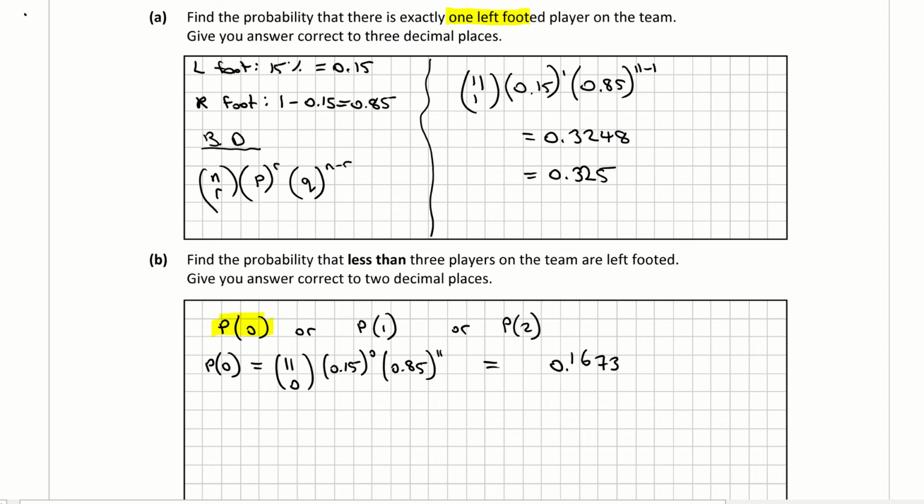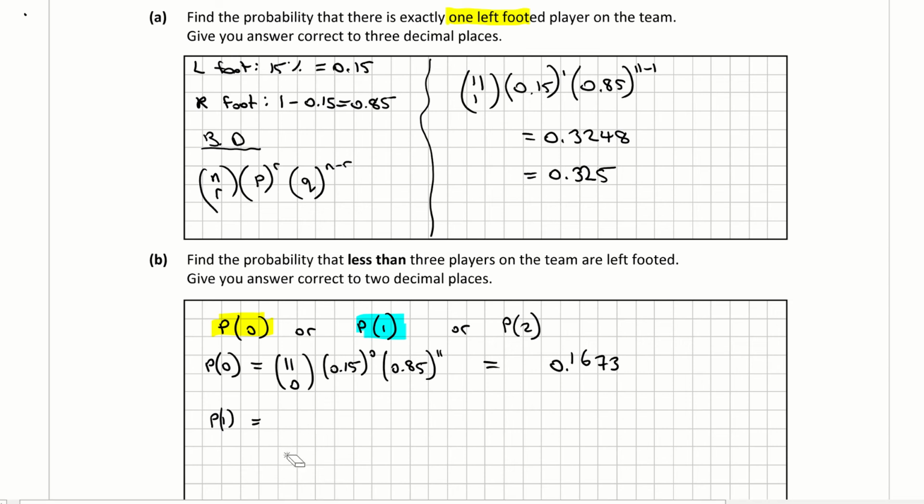That's the probability of no one being left-footed. Now I'm going to find the probability of just one left-footed. So the probability of 1 is going to be 11 choose 1. Now, actually, I have this from up above, don't we? We have this answer from part A, so why make work for ourselves here?